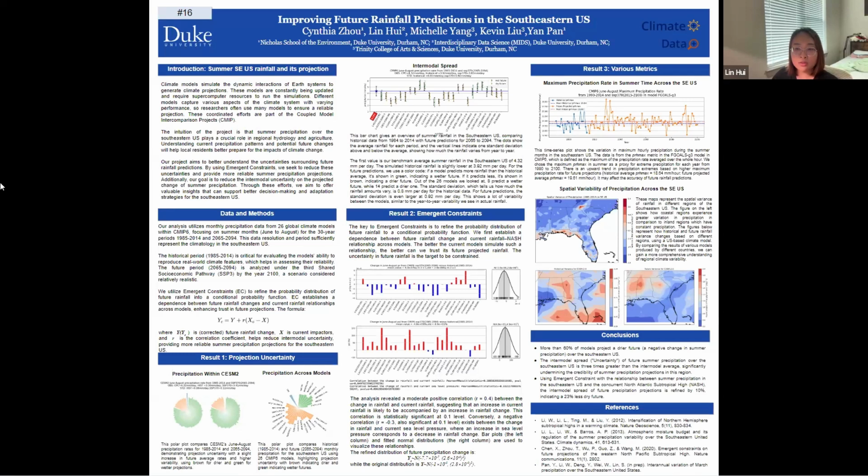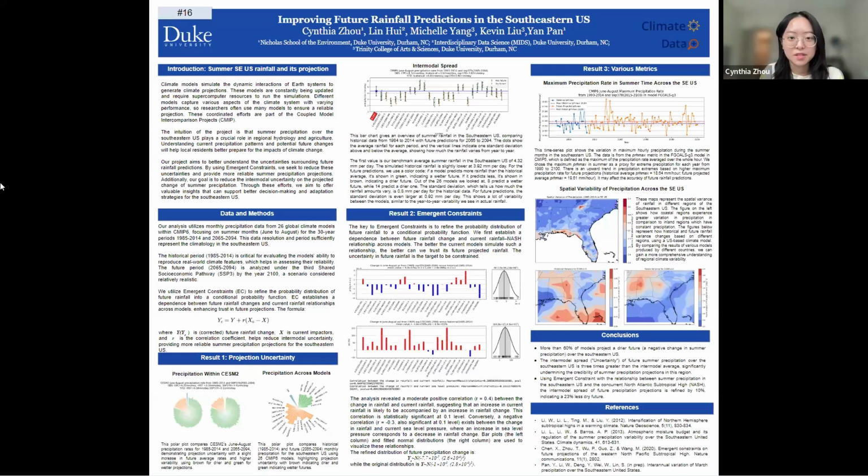The first metric we use is the mean summer precipitation. Overall, CMIP6 projects less summer rainfall in the future. After refining our methods, we reduced the uncertainty by 10%. We also compare the projected maximum rainfall volumes and their spatial distribution, as shown in result 3.